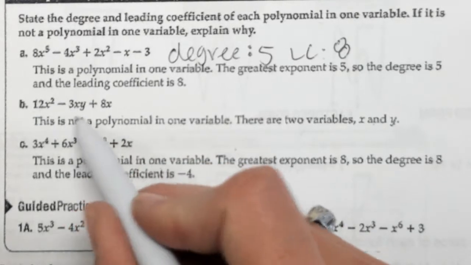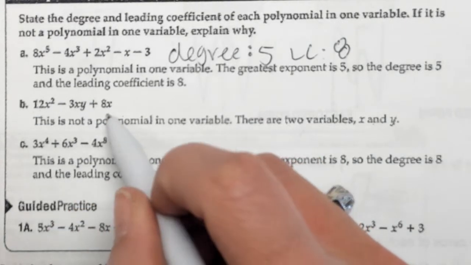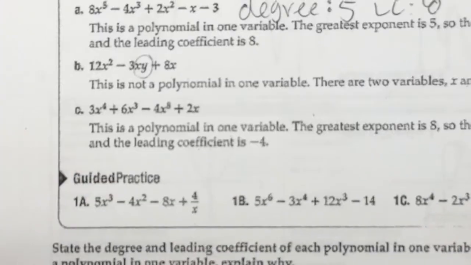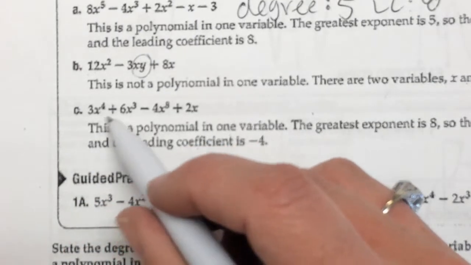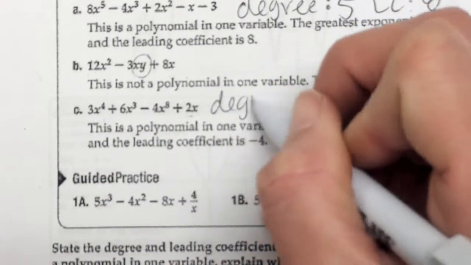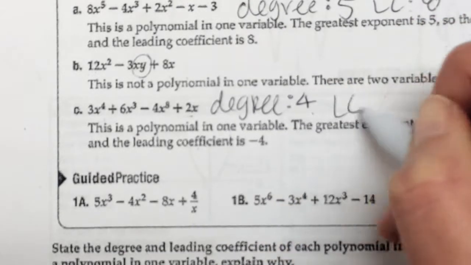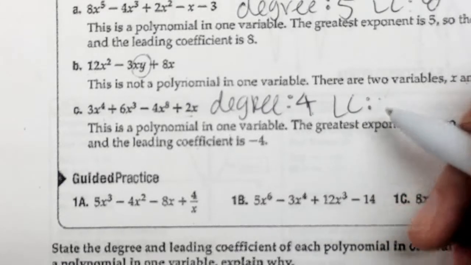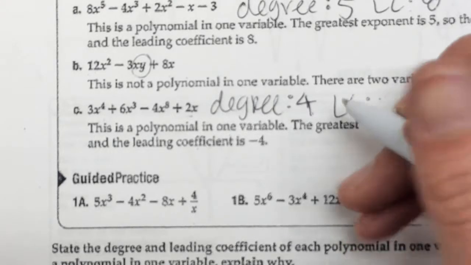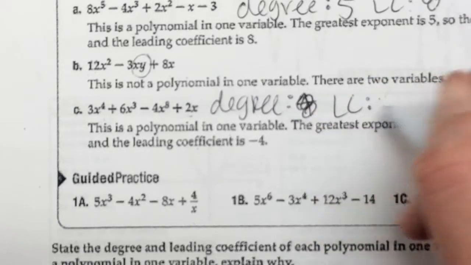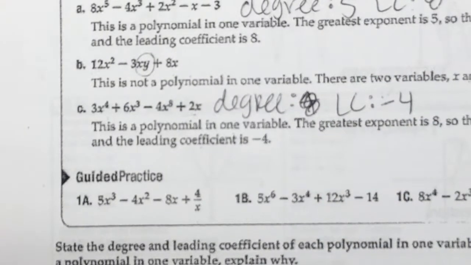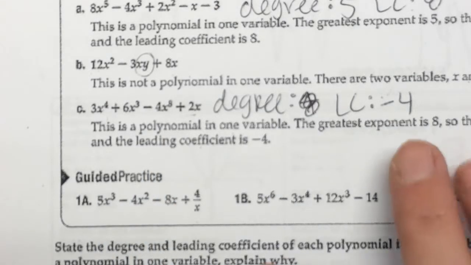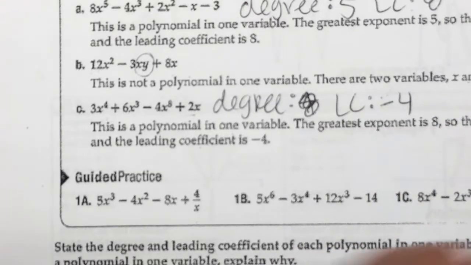Alright, this one's not a polynomial in one variable, but somebody tell me why. Yep, because there's 2 variables. And then the next one, is this one a polynomial in one variable? Yes. What's the degree? 4. Leading coefficient? Everybody agree? Very good. Negative 4. Perfect. Because the degree, the highest one's 8. That number in front's negative 4. Everybody understand?